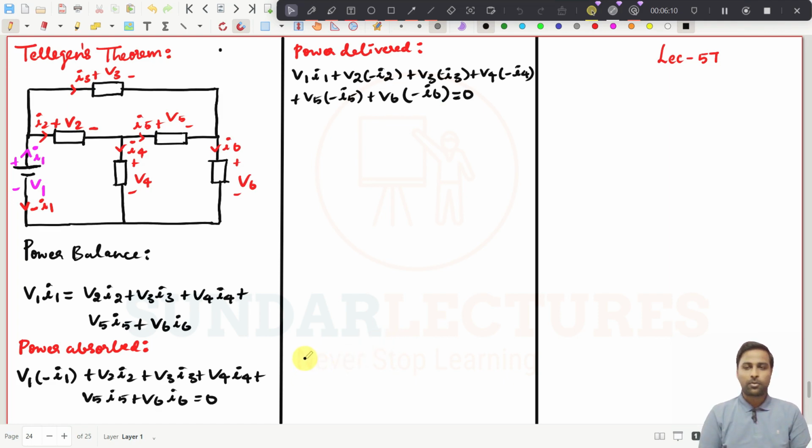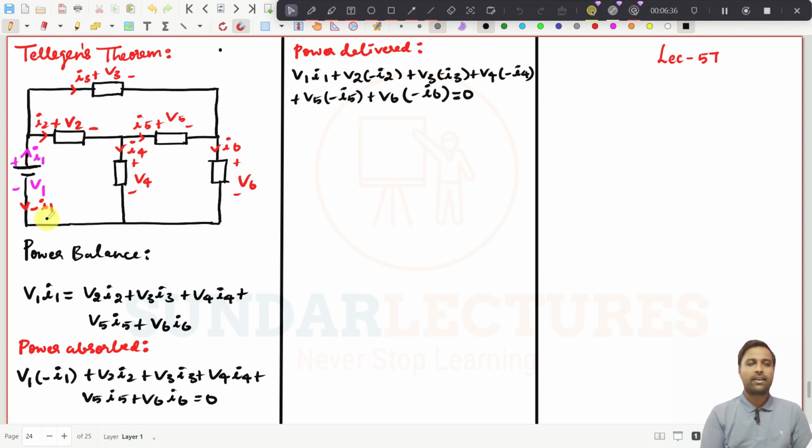Try to understand what is the power balance in an electric network. Maybe we can say that power delivered should be equal to power absorbed. If you say it in a power absorbed expression, I have written it like that, right? The term I have written as power absorbed, then this should be satisfied. If I write power delivered, then this expression should be satisfied. That is the whole idea, right?